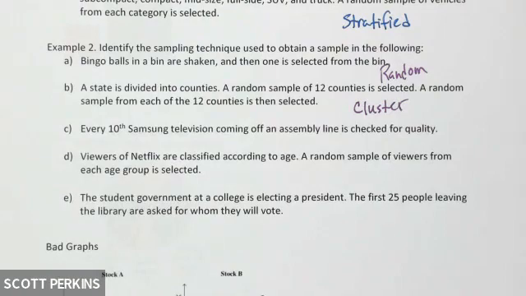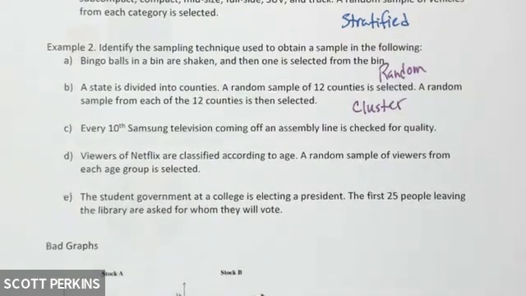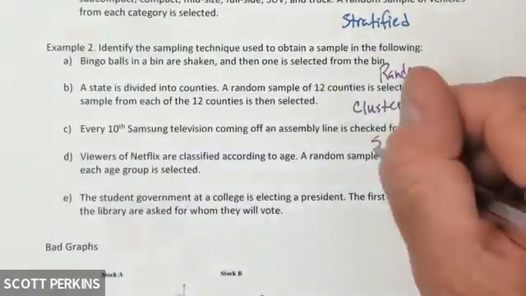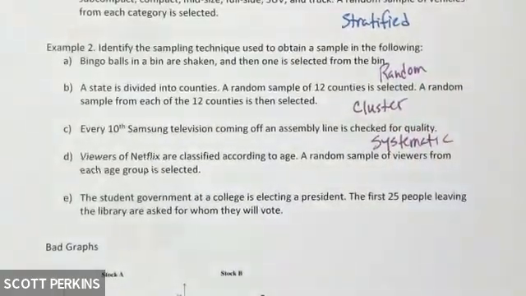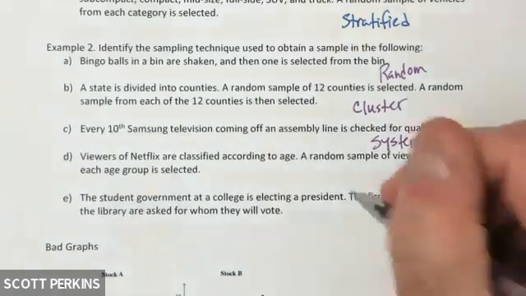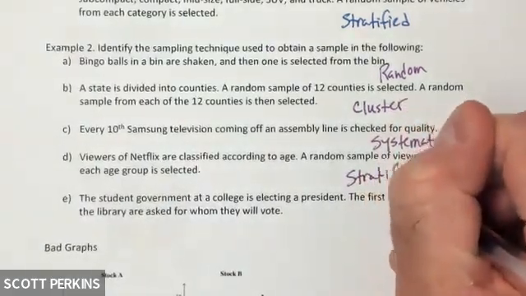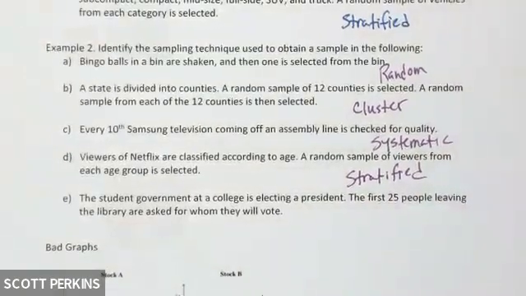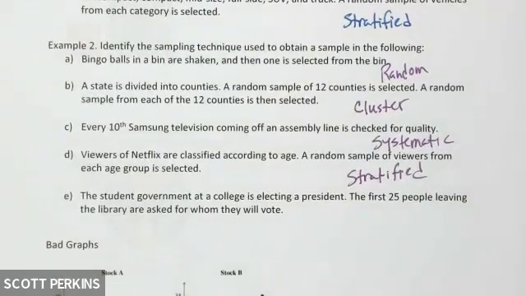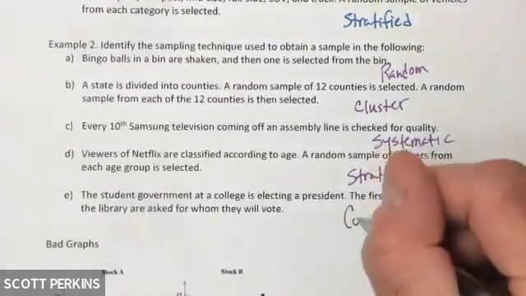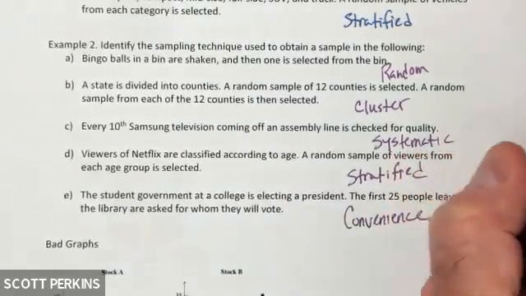Okay, C: every 10th Samsung television coming off an assembly line is checked for quality. Yep. Viewers on Netflix are classified according to age, and a random sample of viewers from each age group is selected. Yep, perfect. And then last but not least, a student government at a college is electing a president. The first 25 people leaving the library are asked whom they will vote for. Yep, exactly. Great job.